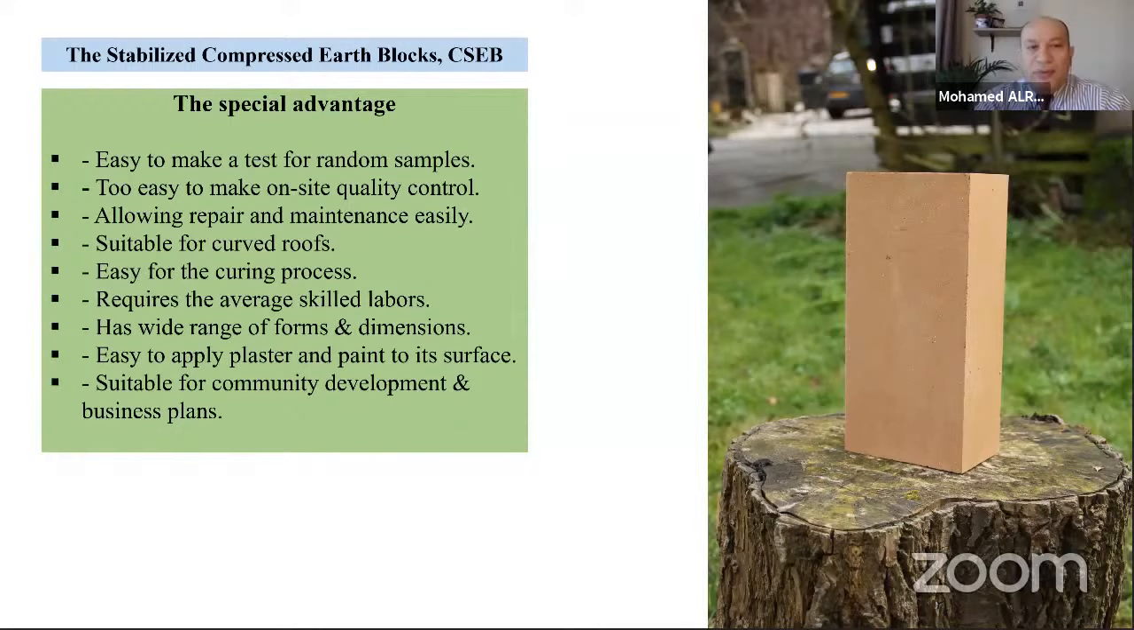And it has a wide range of forms and dimensions, and we will see in the next slide, because we are just casting the material into a metal form, and this metal form could be with any different dimensions, with any different shapes you need. And it is easy to apply plaster, because you have the courses and you don't have this neat continuous surface. So either you could leave it as it is without any plaster, a facade brick, or you may have plaster and painting on it.